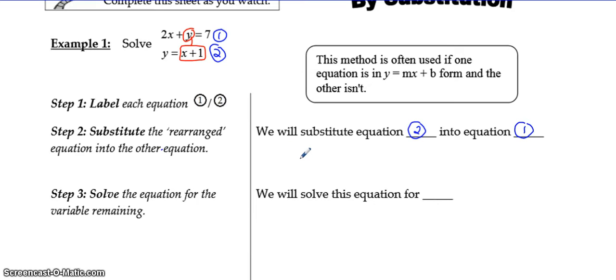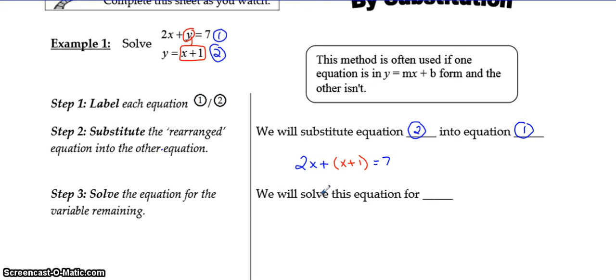So your first equation is 2x plus this x plus 1 equals 7. So y was equal to x plus 1. So this is saying 2x plus y equals 7.